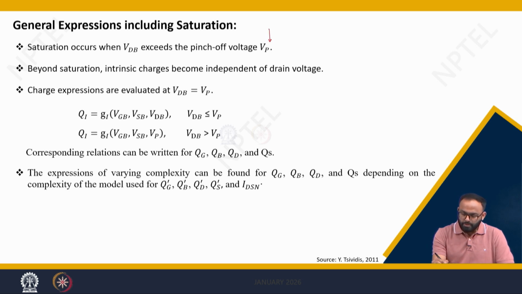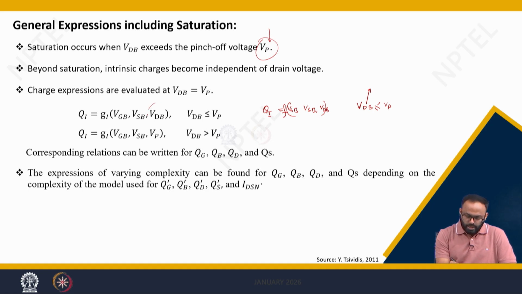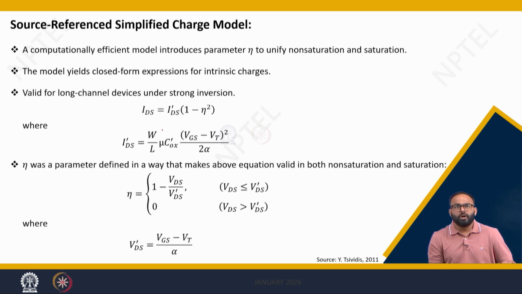replace the VDB voltage by Vp. That is what we have already done: a general form of inversion charge when VDB is less than the pinch-off voltage can be given as a function of VGB, VSB and VDB. But when the drain voltage is increased beyond the pinch-off voltage, then this function is replaced by Vp. Now, let us see all this analysis for a general case of the source reference simplified charge model.